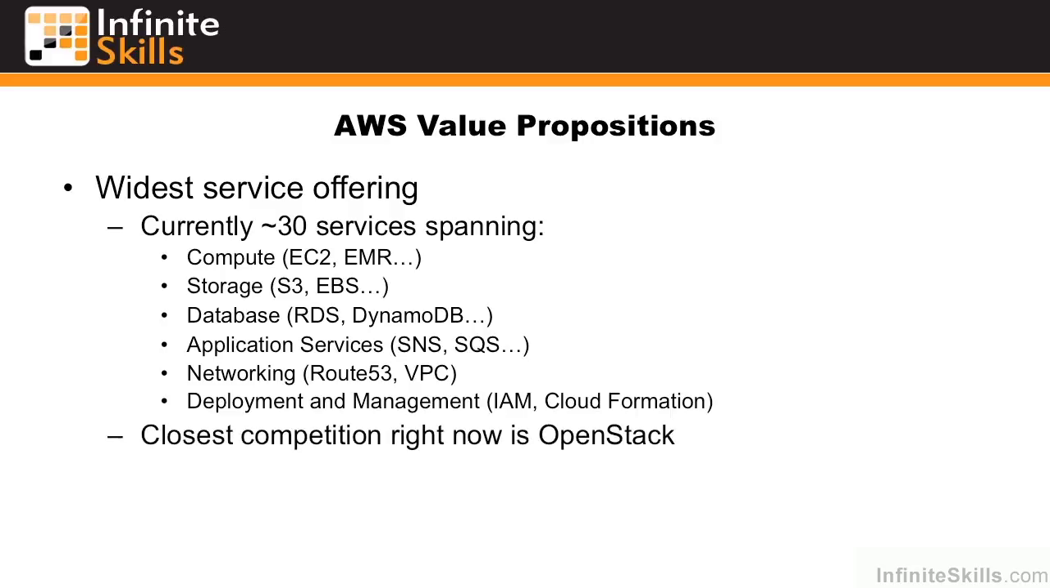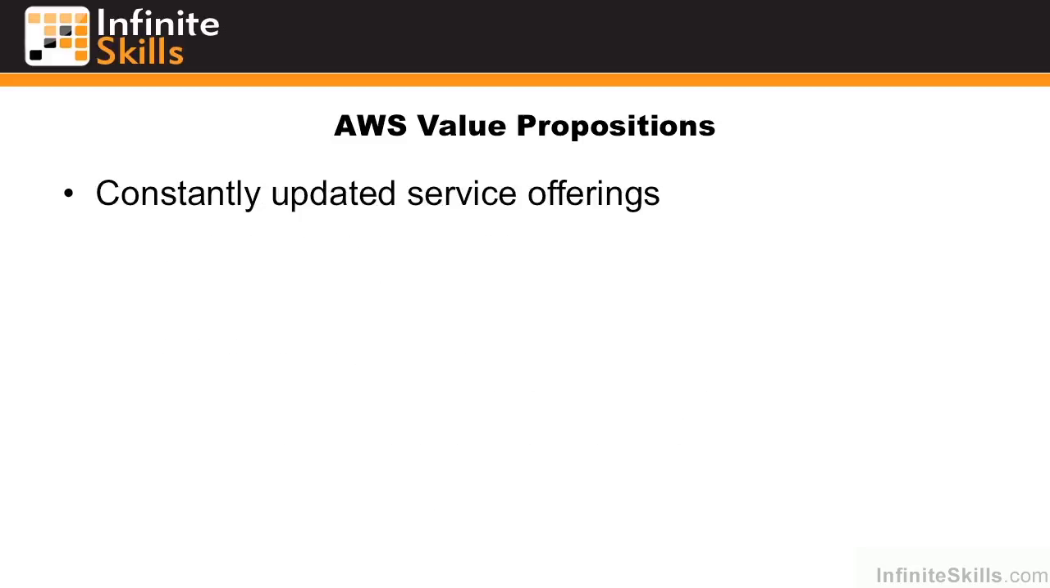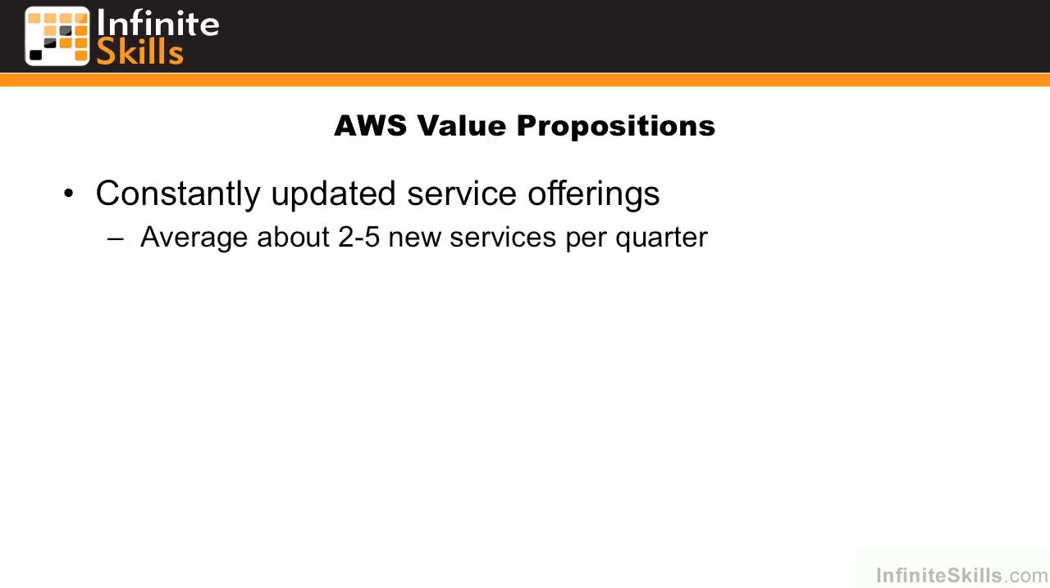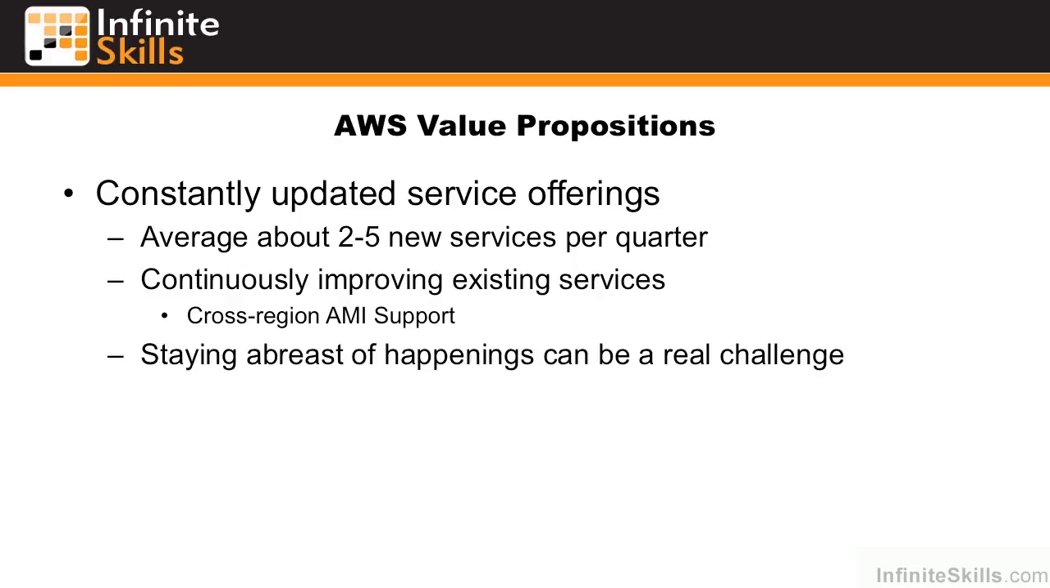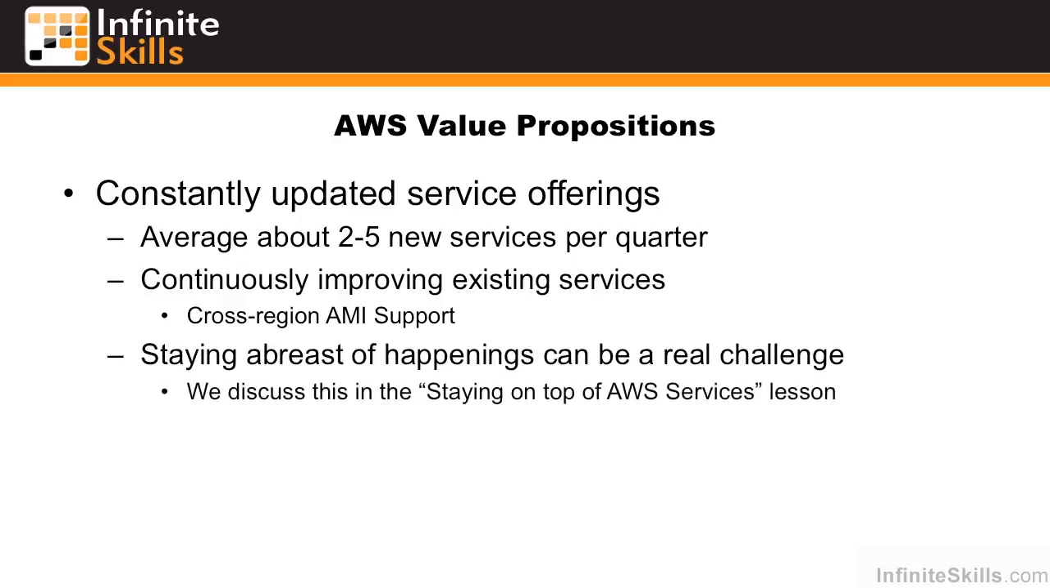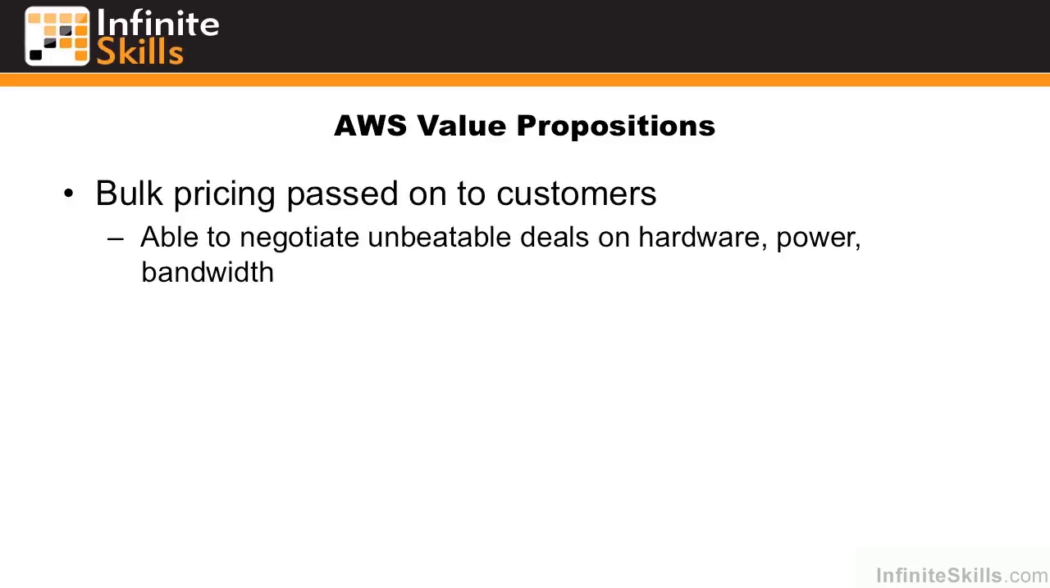The closest competition that AWS has right now is OpenStack, but they are way behind. They could catch up in 2 or 3 years though, so be sure to watch OpenStack and the developments in that space. In addition to the 30 services that Amazon currently has, they're constantly rolling out new ones, with an average of about 2 to 5 new services per quarter. They're also continuously improving existing services, such as the recent cross-region AMI support. Staying abreast of these changes can be a real challenge, and we discuss this in the Staying on Top of AWS Services lessons in this course.